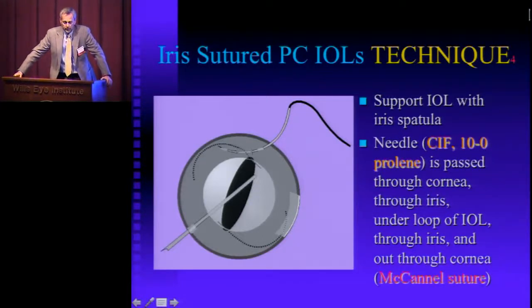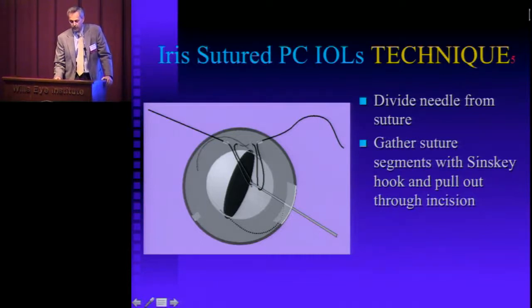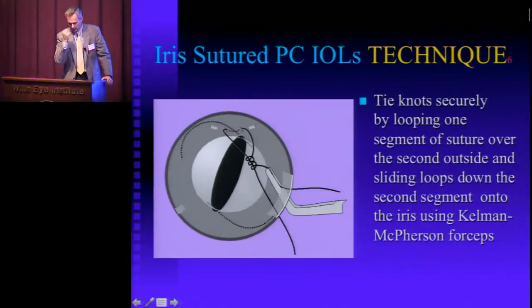You can support the lens with the cannula through the small incision, use a large needle, pass through the cornea, through the iris, behind the loop of the lens, and then back out through the cornea in a typical mechanical suture pass. You then cut the needle off of the suture and collect the suture with a Sinskey hook or an iris hook and pull it back out, and then you tie the suture using tying forceps through your incision, sliding the knot down onto the iris. Kelman-McPherson forceps are the tools of choice for doing this, and you do the same procedure for the other loop.